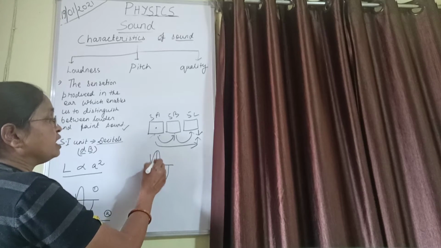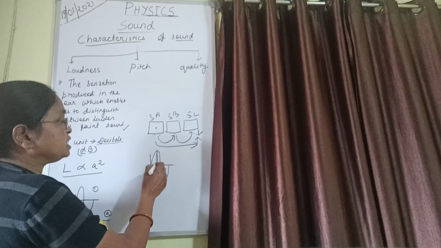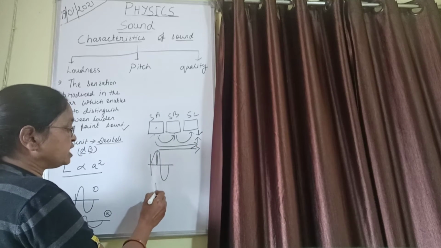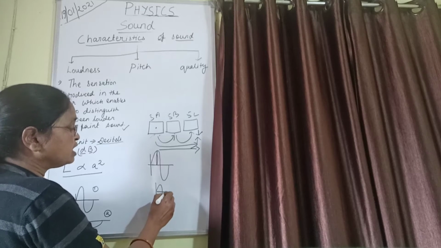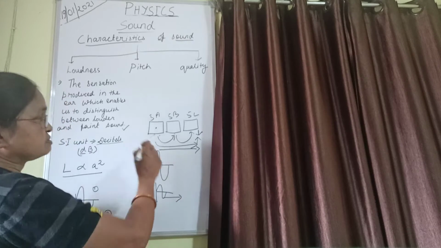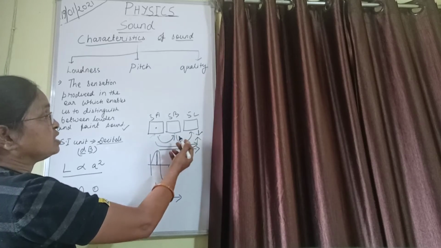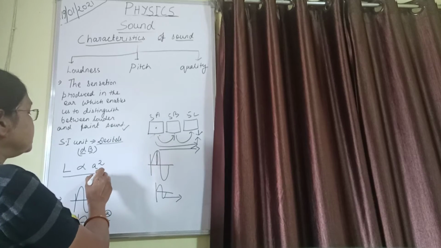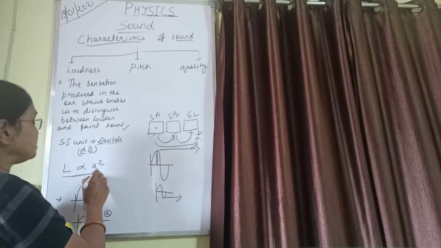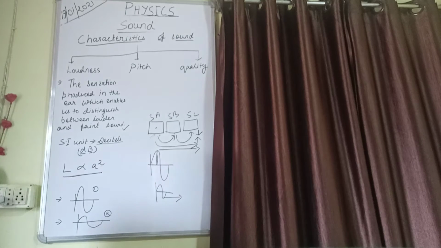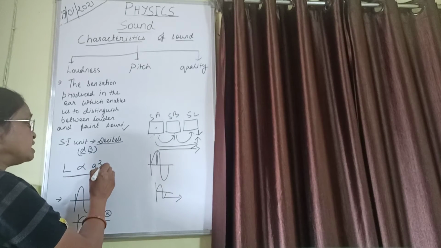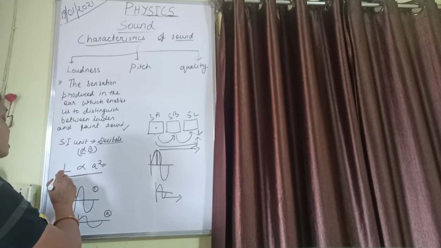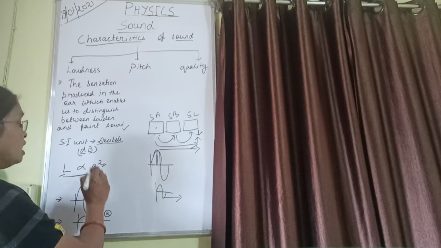If it has maximum displacement, it will move a farther distance. If it has less displacement, naturally it will move a shorter distance. That's why 5C has got very little sound compared to 5A. So loudness is directly proportional to the square of the amplitude. If amplitude gets double, loudness increases 4 times.